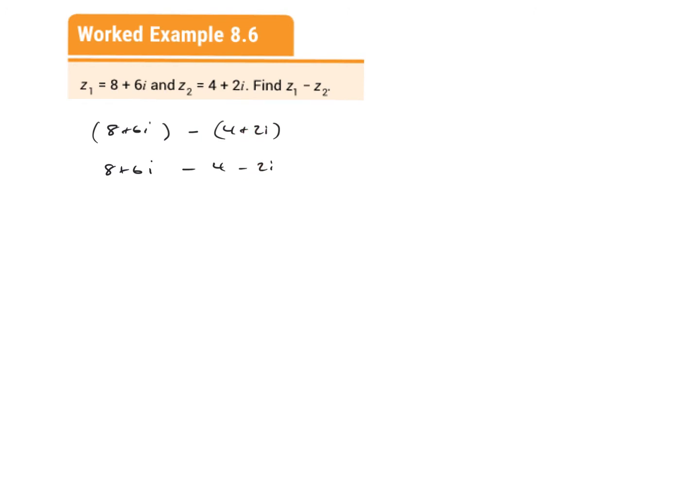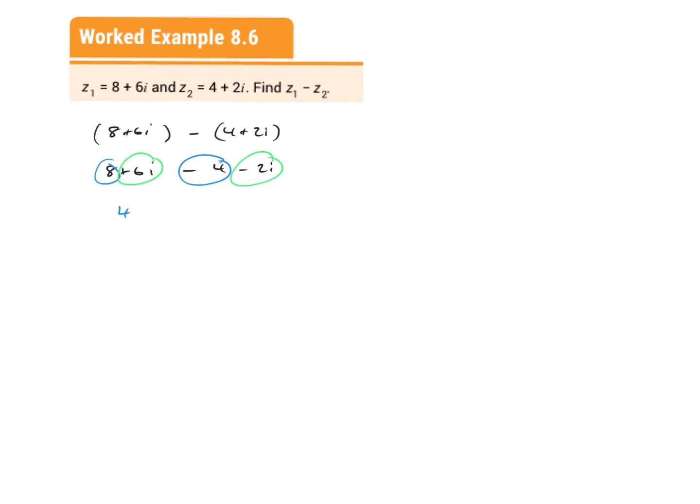Let's just circle them again, guys. We've got blue for the real numbers, so 8 minus 4 is 4. Then I'll use green for the imaginary numbers. We have 6i minus 2i, which is plus 4i. So altogether this is 4 plus 4i, and we are done.